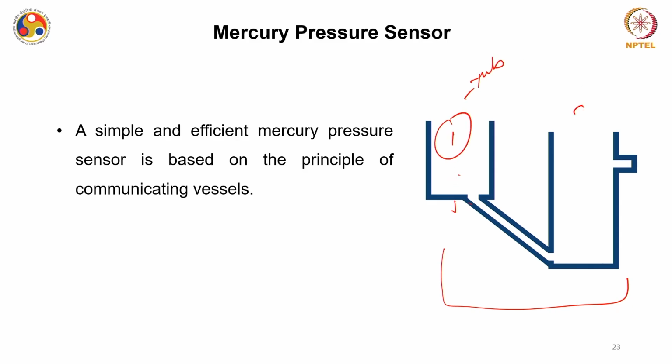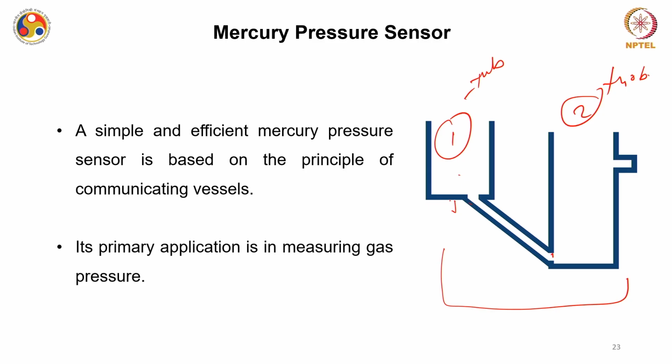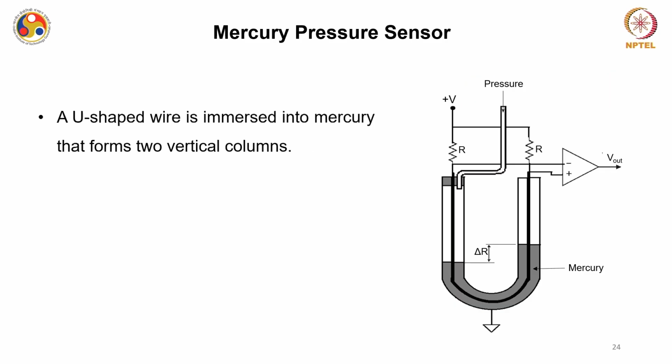Okay, and this is the second tube. So this is directly connected to the second tube. Mostly this kind of setup is used to measure the pressure of gas, but of course it can also be extended in the measurement of pressure exerted by liquids.